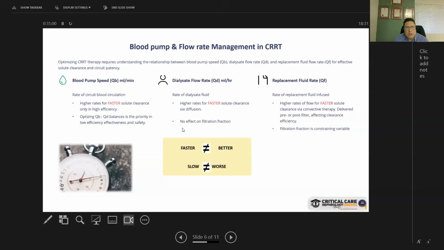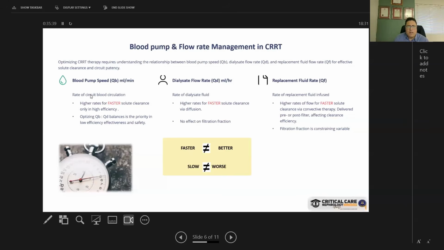An important concept I want to bring across is that with the blood pump speed, which is the rate of blood circulation through our filter, higher rates mean faster solute clearance. And this is only really relevant when you're using high efficiency therapies. Optimizing your blood flow rate and your dialysate rate is a priority in low efficiency therapies. So just increasing your pump speed, you have to think about the speed at which you are offering clearance, and not necessarily giving better clearance.